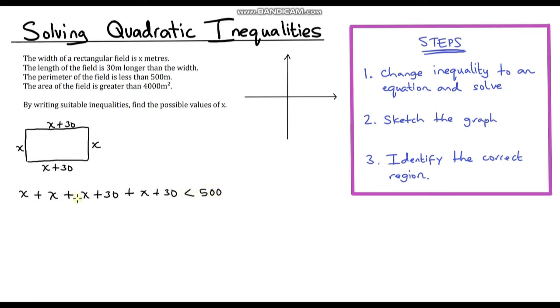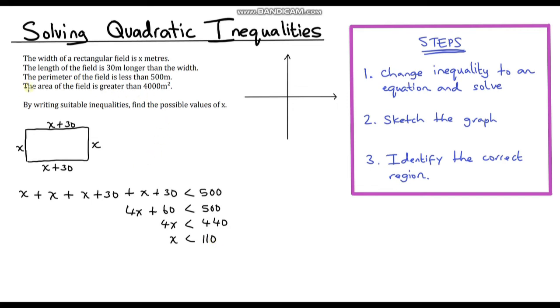Now we can tidy this up a bit. If we simplify, we've got x plus x plus x plus x. Well, that's going to be 4x. And then we've got plus 60. That is going to be less than 500. And now if we subtract 60 from both sides, we're going to be left with 4x is less than 440. Now we can divide both sides by 4. We get x is less than 110. So the width has to be less than 110 meters.